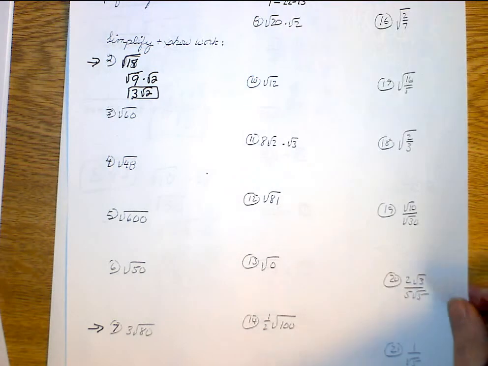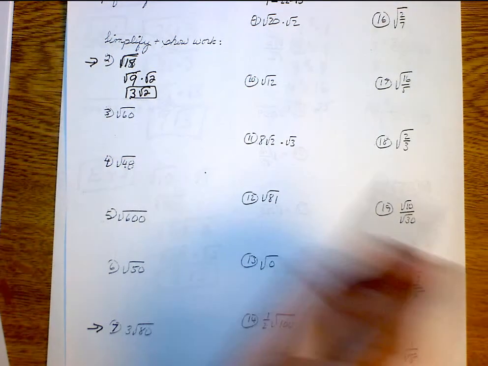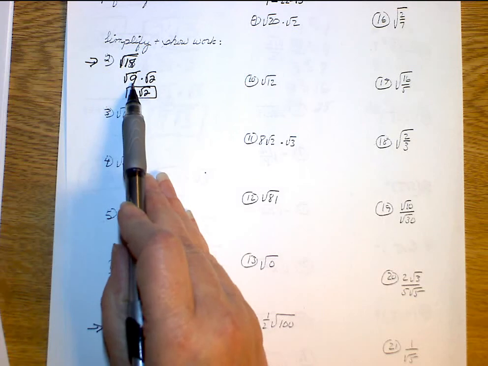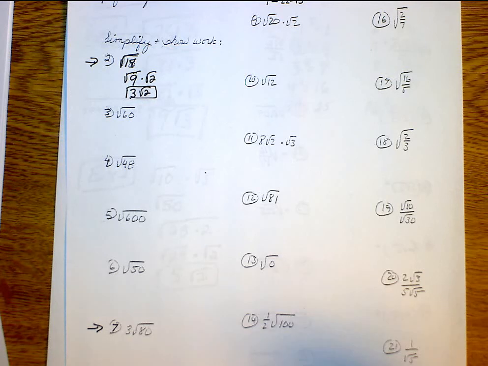On number 7, just what's the square root of 9? 3. And then you just bring that down. Okay. So these are pretty short problems. Yep.